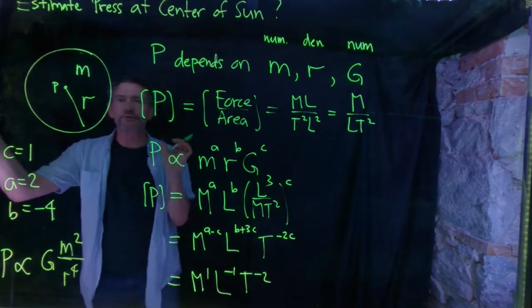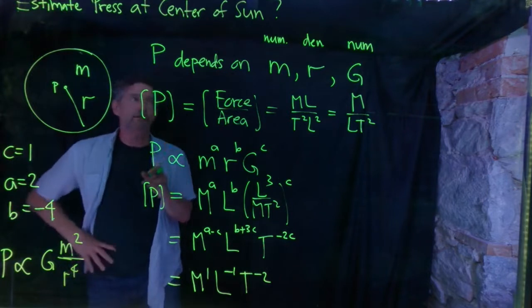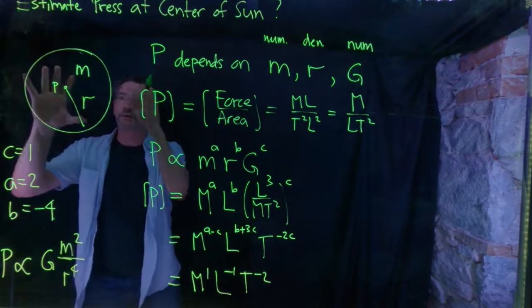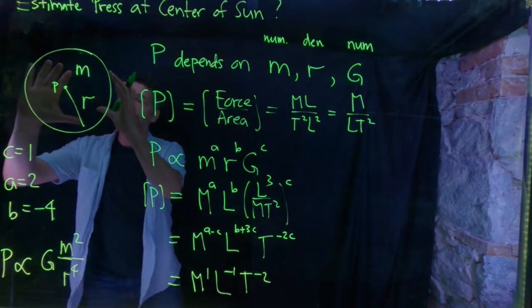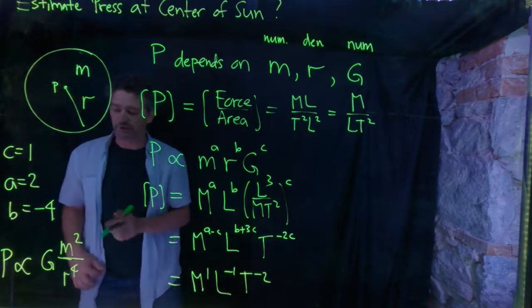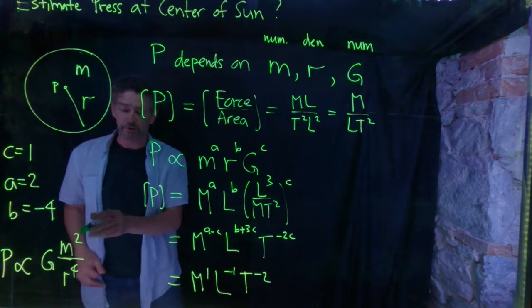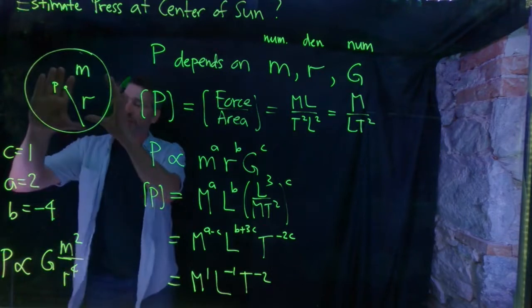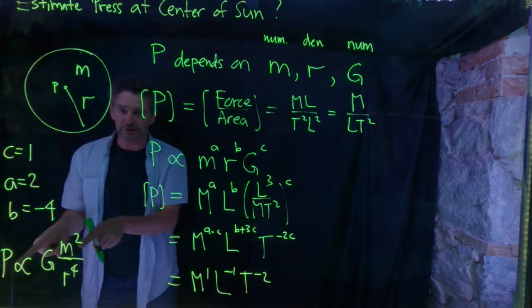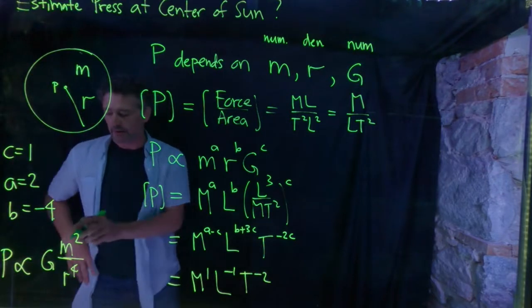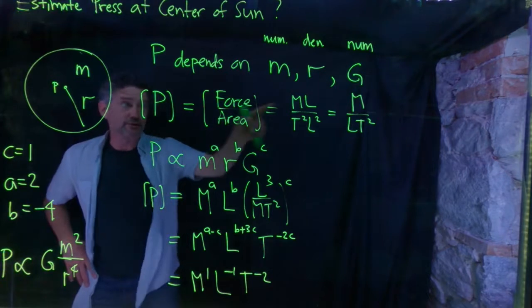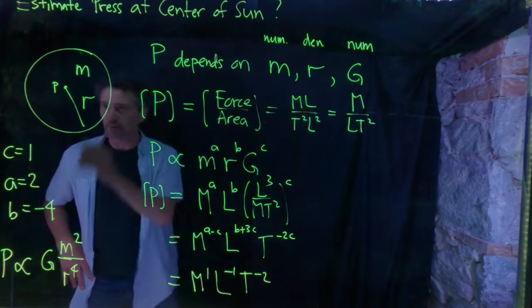What your physics intuition said is that if we increase the mass for a given radius and Newton's gravitational constant, stronger gravitational forces, pressures increase. So mass should be in the numerator. In fact, it goes up like mass squared. If you double the mass, keeping everything else the same, you quadruple the pressure at the center of the sun. Okay? And in the numerator there's G. If you double the strength of gravity, you double the pressure.